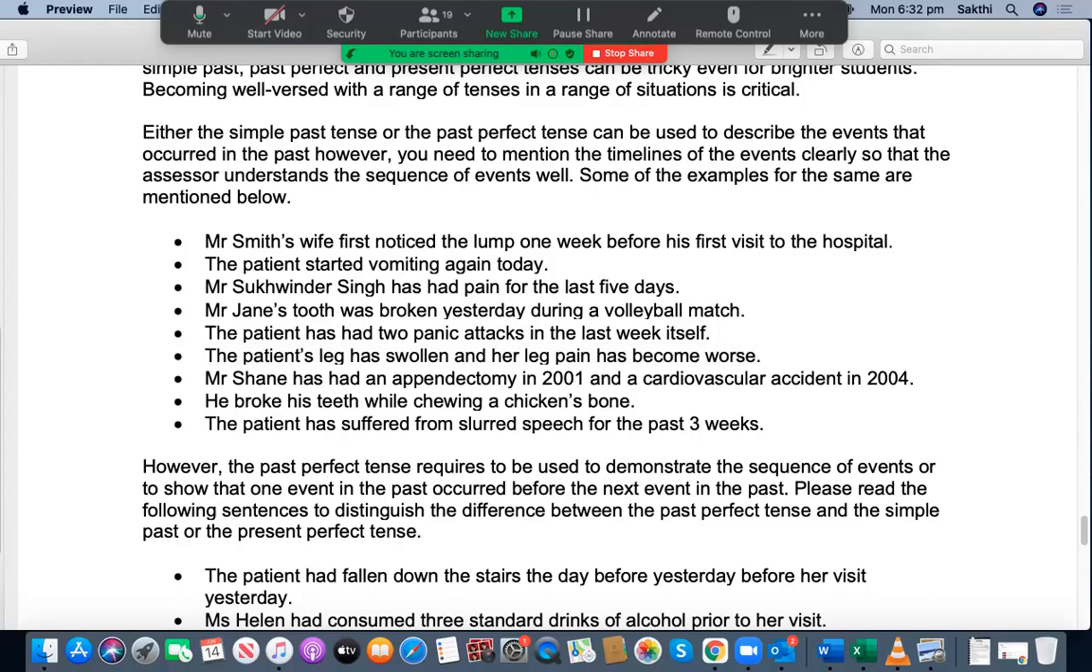Mr. Shane has had an appendectomy in 2001 and a cardiovascular accident in 2004. You can also write it in a different way, if you want to save some words. You can write like this: Mr. Shane has had an appendectomy and a cardiovascular accident in 2001 and 2004, respectively. That is also fine.